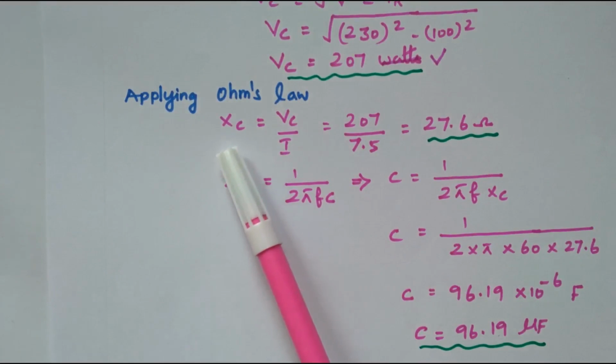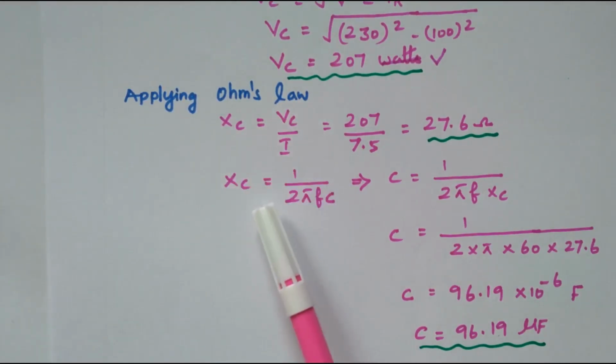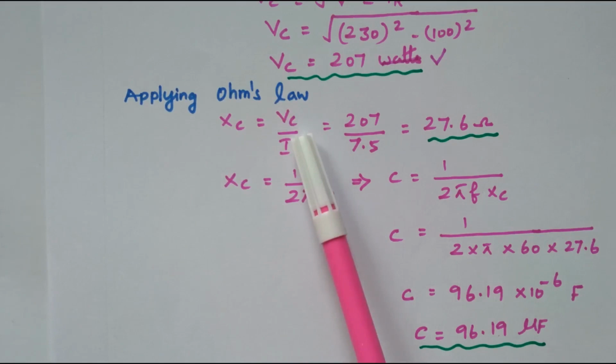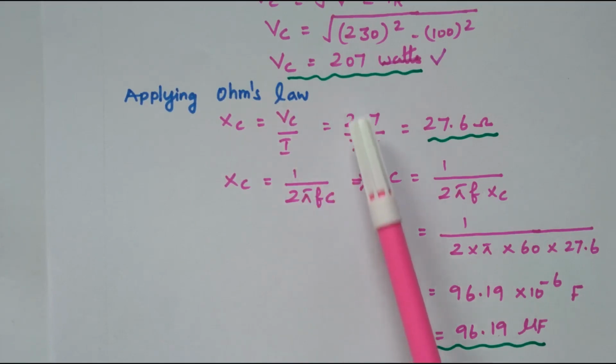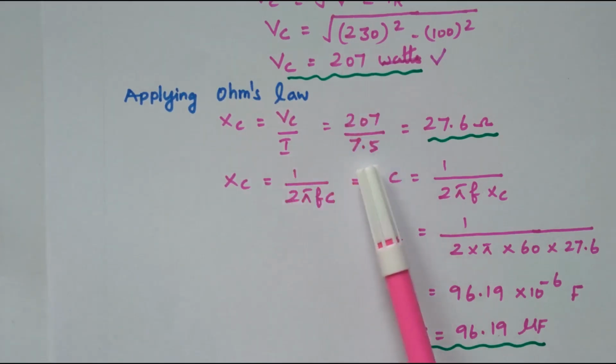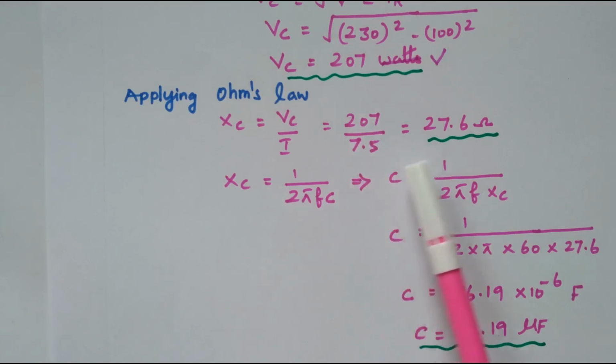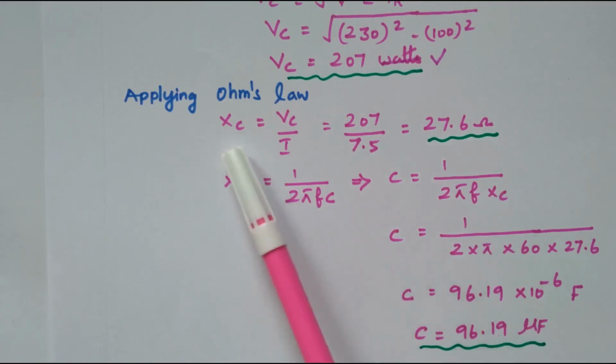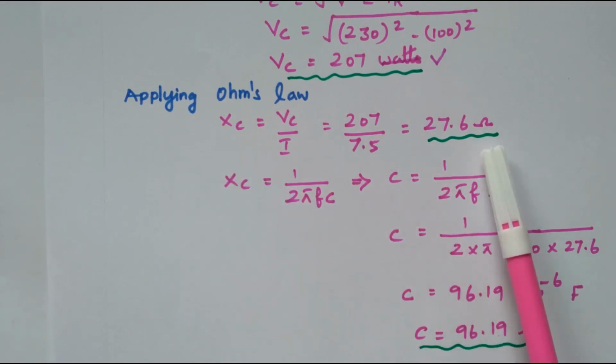Now we'll find the capacitive reactance Xc equal to Vc by I. The formula is available: Xc equal to Vc by I, just like R equal to V by I. Vc, the voltage across the capacitor, is 207, which we just calculated. The current is 7.5 ampere. So 207 divided by 7.5 is 27.6 ohm. So the capacitive reactance is 27.6 ohm.